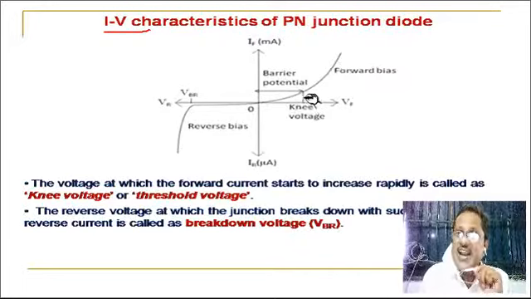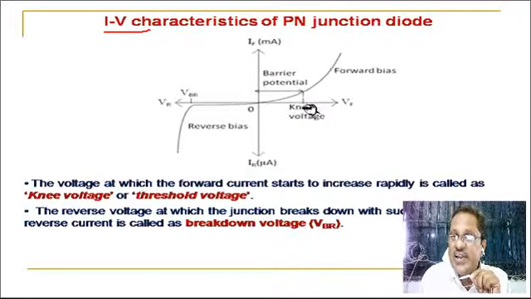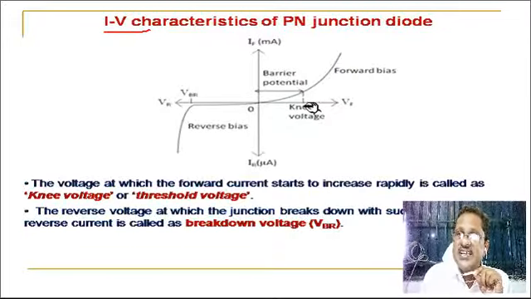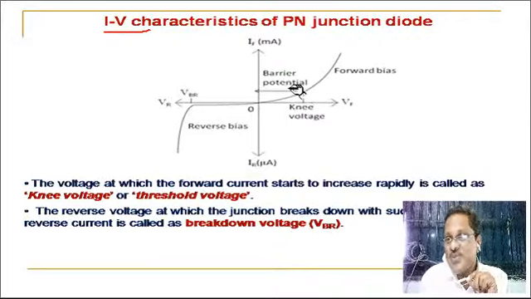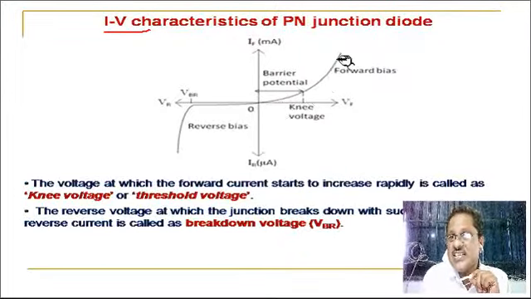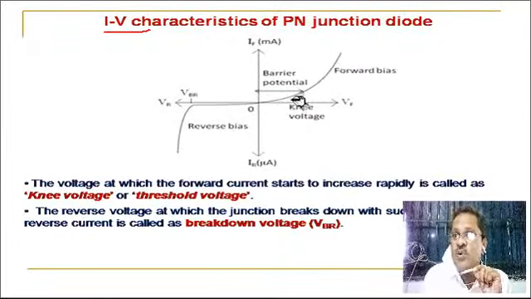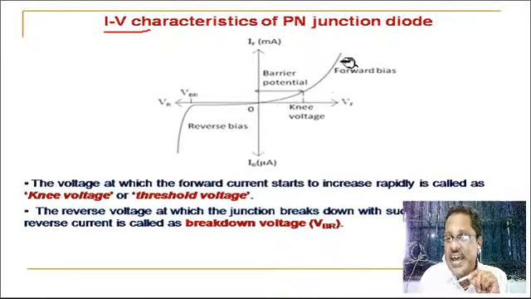Now the voltage at which the current starts to increase rapidly is called the knee voltage. This is the value of knee voltage. What is knee voltage? It is the voltage at which the current starts to increase rapidly, and this knee voltage is equal to the value of the barrier potential. So this curve, the forward biased PN junction curve, is almost linear. It has linear characteristics.